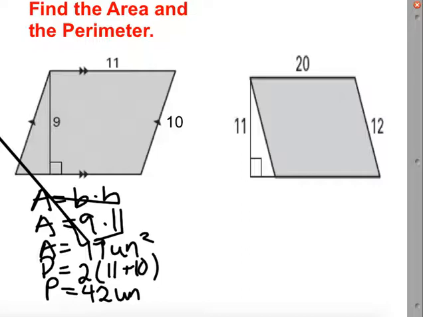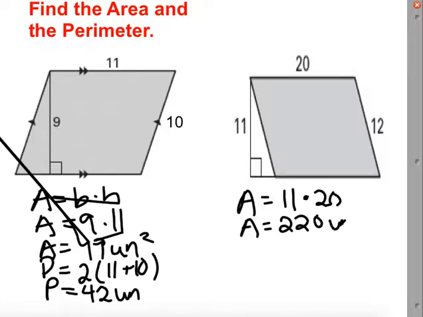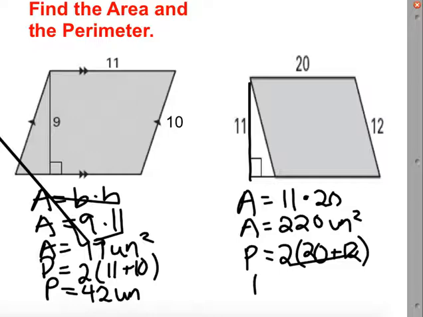All right, for the right side one, we're going to get an area of 11 times 20. So our area is 220 units squared. And for my perimeter, instead of using this 11, because that's not part of the parallelogram, we're going to be doing 2 of the 20 plus 12s. So our perimeter is 64 units.